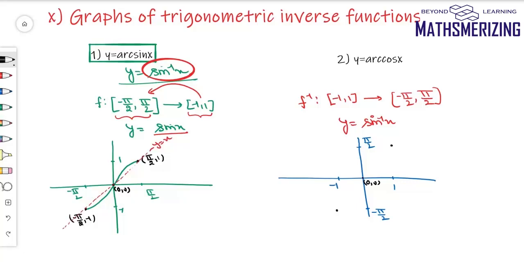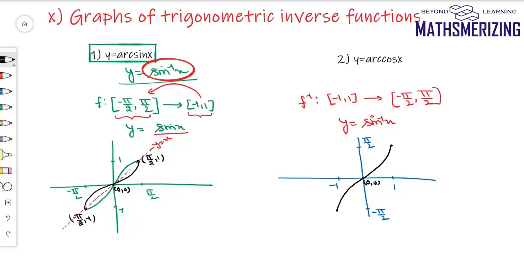Now I'll draw the y equals x line and then I'll take the reflection of f(x) about the y equals x line. So my graph will be like this. This is how we can draw the graph of sine inverse of x.